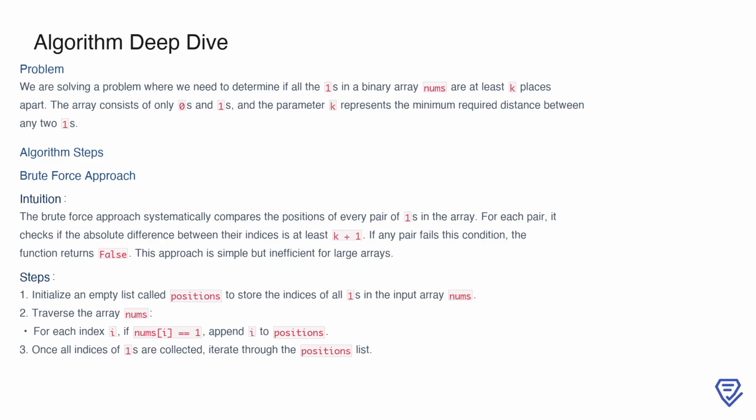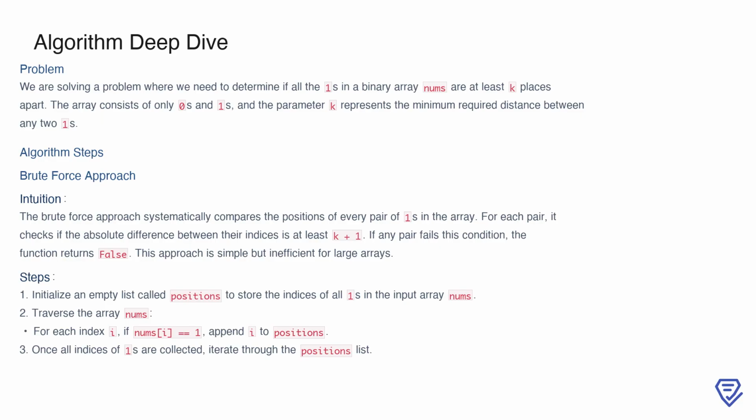Here, we are tasked with checking if all the 1s in a binary array are at least k places apart. This means that for any two 1s in the array, the gap between their positions must be greater than or equal to k. To solve this, we can start with a brute force approach.